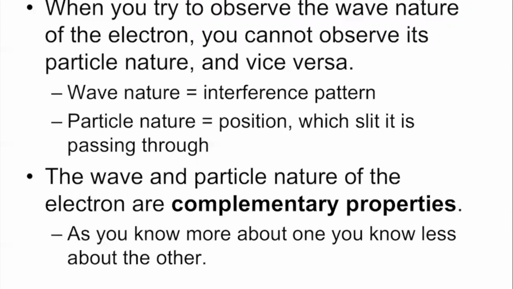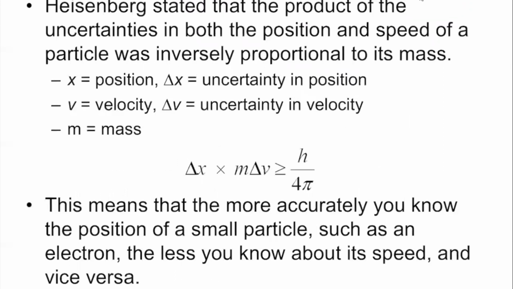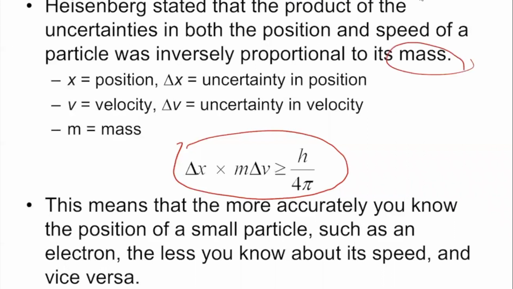Because of that, Heisenberg, another scientist, formalized this idea in an equation, this crazy equation. Don't worry, we're not going to use it. It just helps explain. He stated that the product of the uncertainties in both position and speed of a particle is inversely proportional to its mass. Which means we have to know the mass. This means that the more accurately you know the position of these small particles, such as an electron, the less you know about the speed. So basically, that's what I just told you, in this ugly looking equation.